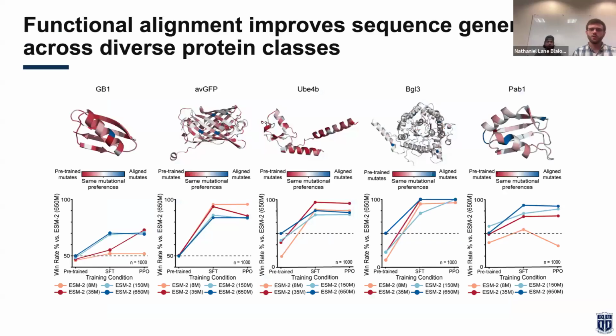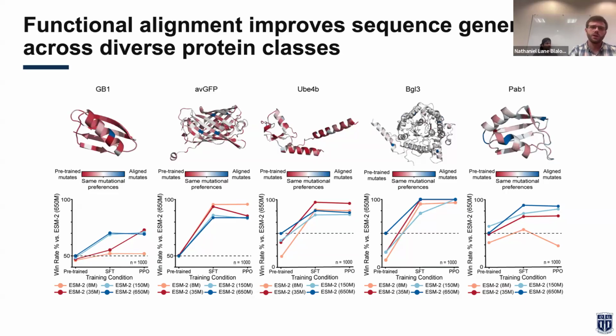And so one of the things we did was evaluate the generality of RLXF. We applied it to 5 diverse protein classes. They span a range of sequence lengths, structural folds, and molecular functions. So GB1, avGFP, UBE4B, BGL3, and PAB1. For each of these systems, we trained a supervised reward model with deep mutational scanning data. And this was what was used to guide the alignment.